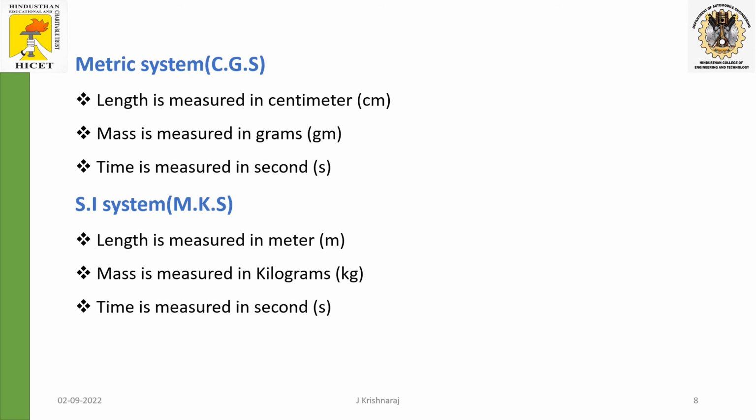Otherwise we are following the SI unit system, in MKS format. M for meter for length measurement, kg kilogram for mass measurement, and seconds for time measurement. Most commonly we are using either the CGS format or the MKS format.